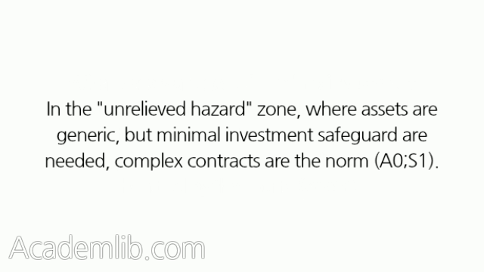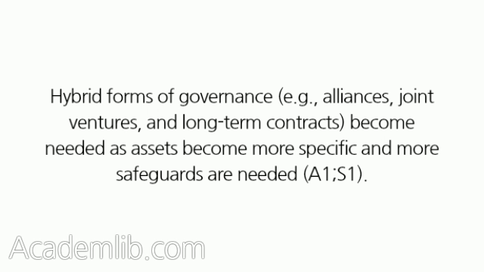In the unrelieved hazard zone, where assets are generic, but minimal investment safeguards are needed, complex contracts are the norm. Hybrid forms of governance, for example, alliances, joint ventures, and long-term contracts, become needed as assets become more specific and more safeguards are needed.